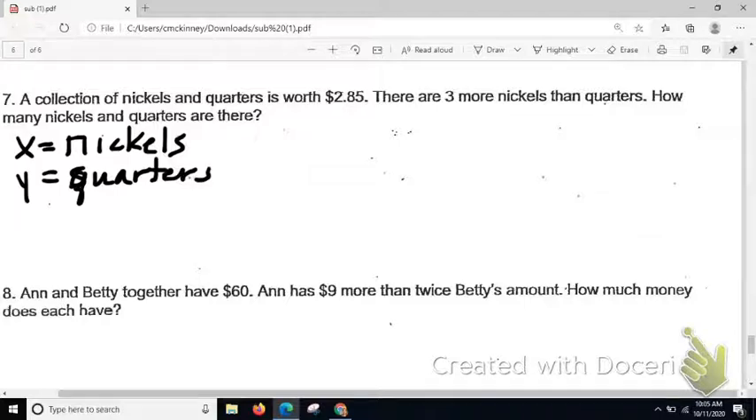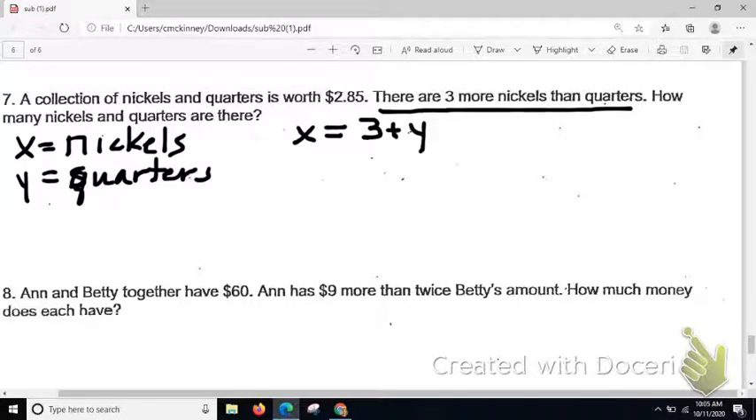And there is still going to be a simple equation, but it's not going to be x plus y because they didn't tell us the total number of coins. Instead, they told us there's 3 more nickels than quarters. So in other words, if there are 3 more nickels than quarters, that means the nickels are 3 plus the quarters. So like if quarters was 5, nickels would be 8.